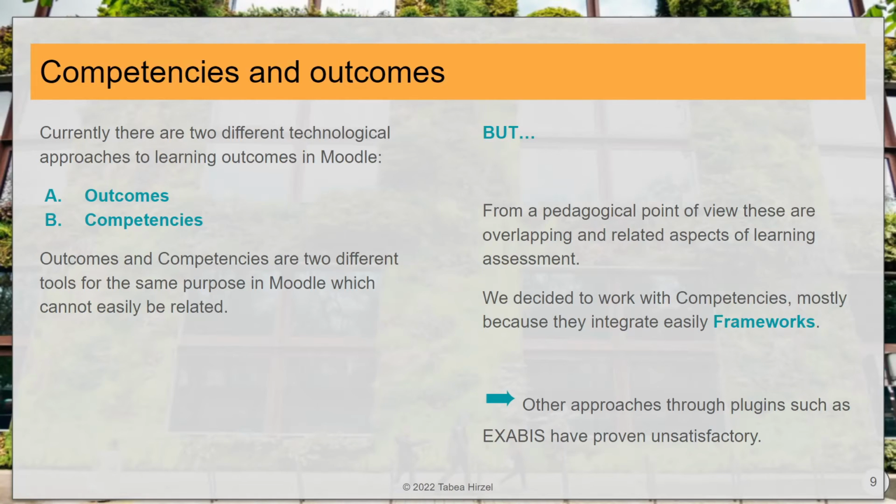A word of awareness: competencies and outcomes are used in a quite strange way in Moodle, and it is not totally clear what the difference is. There is a whole framework to assess learning based on outcomes, and if I'm not fully wrong, I think Exabis, which is based on the national standard of Austria, is using outcomes in order to assess learning outcomes. So yeah, what the word says. So assess the knowledge of students.